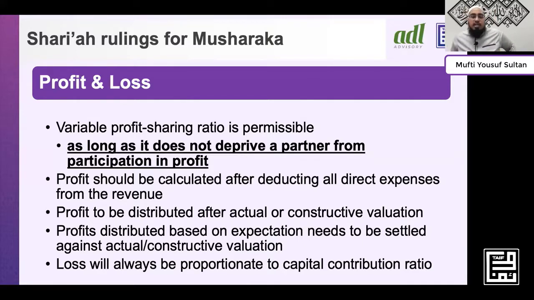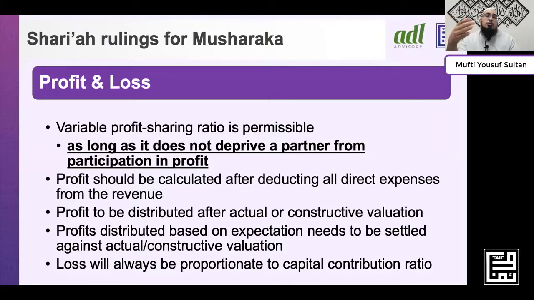Now, what we can agree upon is an X percentage of that profit. So let's say 50% of that profit. So it will make it 50% of 3,000, which is 1,500. We cannot fix a lump sum amount as profit. We cannot say, okay, my profit sharing ratio is $1,500 per annum. We cannot say that. We cannot even say X percentage of capital.